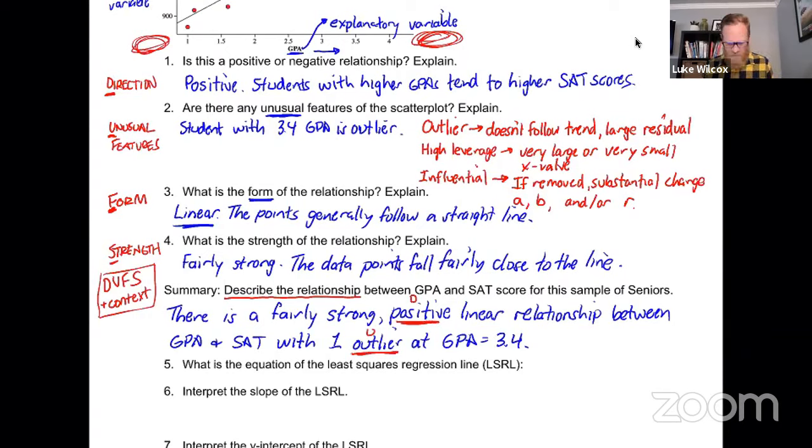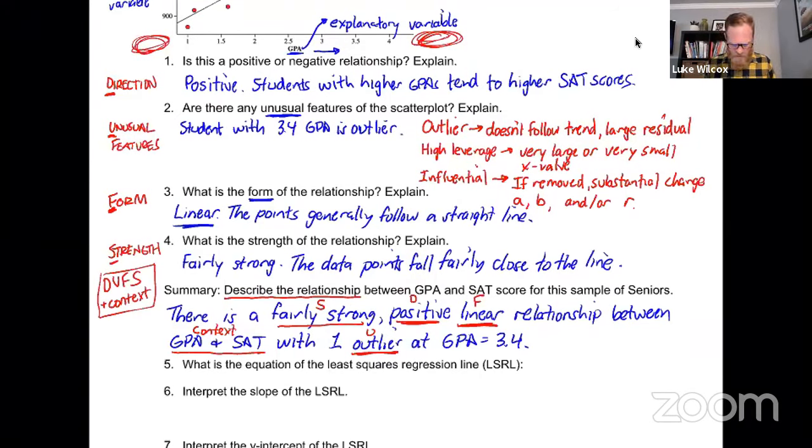F is form. The form here is linear. We've taken care of that. And then S is strength. We've used the word fairly strong to indicate our strength. And then context, well, that's actually right here, GPA and SAT. I've clearly indicated the two quantitative variables that we're describing the relationship between. So what I like about this sentence is it takes care of all four of those things in one nice, neat sentence. Describe the relationship.